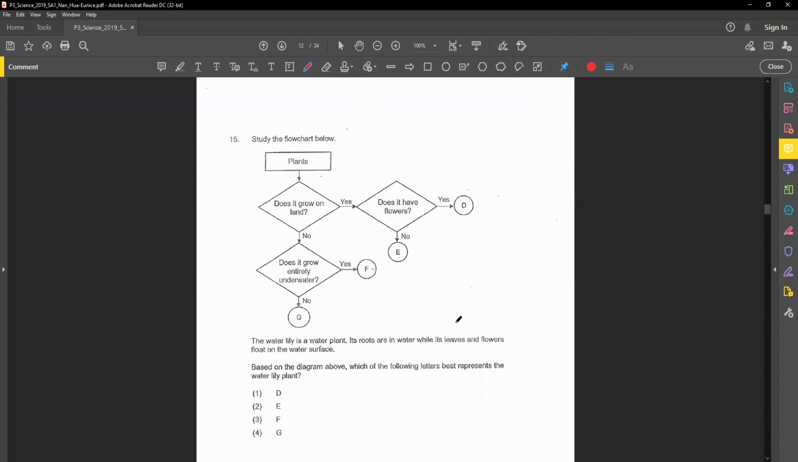Question 15 asks you to find which letter best represents the water lily plant using the flowchart. So let's go down the flowchart based on the description they give us. So the water lily is a water plant. So does it grow on land? No.